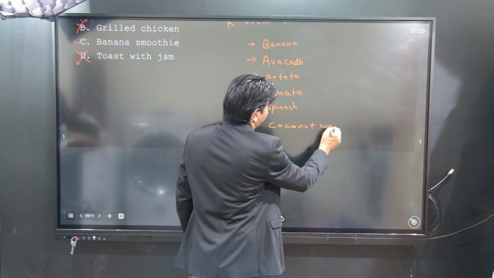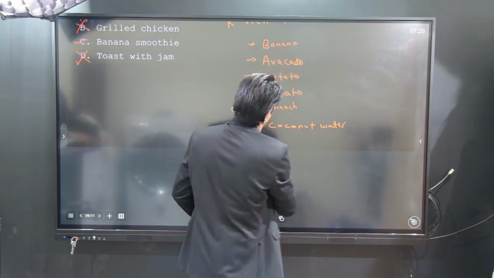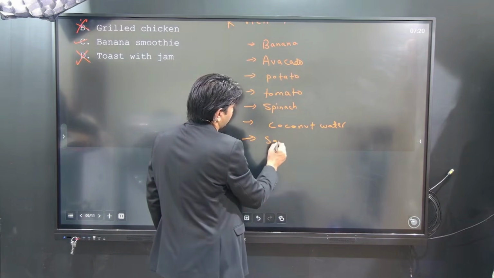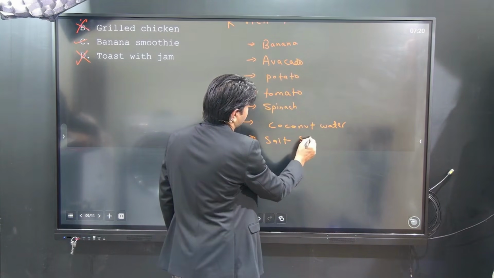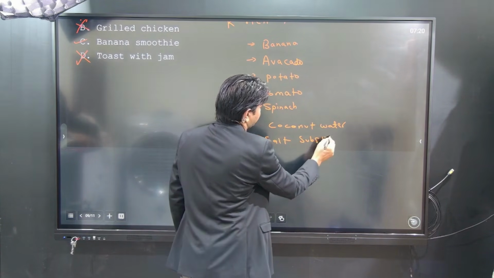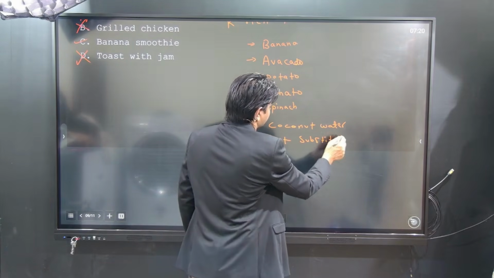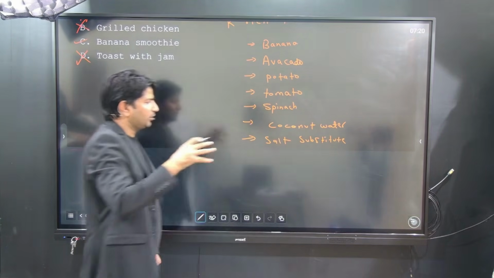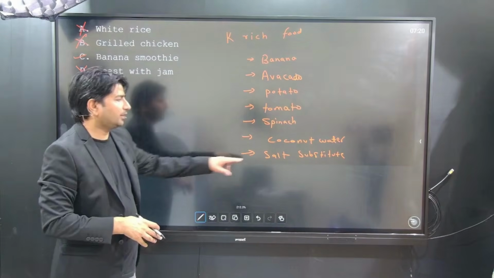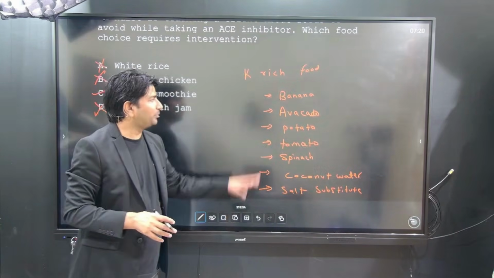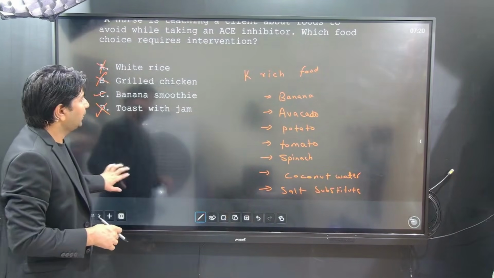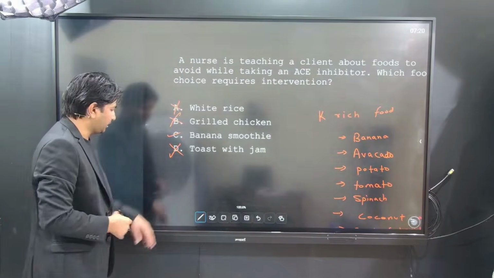Coconut water and also salt substitutes are often chosen by people looking for alternatives to regular table salt. Salt substitutes do not contain sodium, but instead they're usually high in potassium. This means that while they can help those who need to reduce their sodium intake, it's important to keep in mind the higher potassium content when selecting these products. So these are foods to avoid for patients at risk of hyperkalemia.